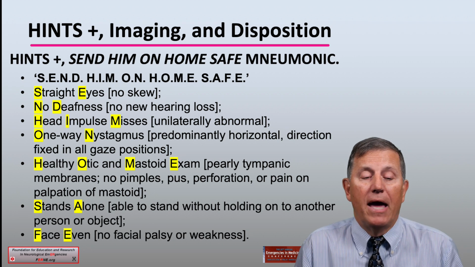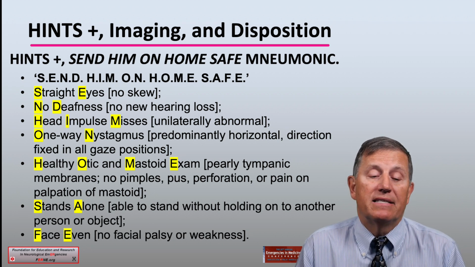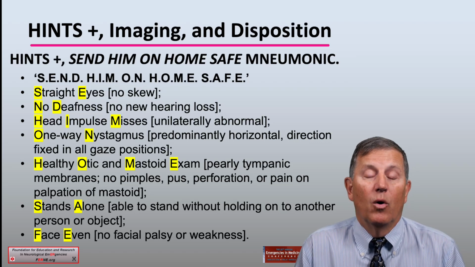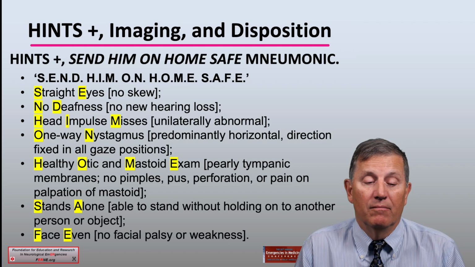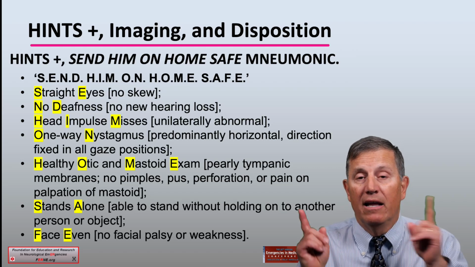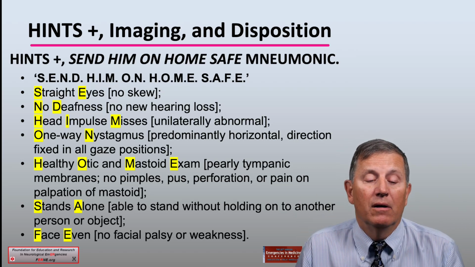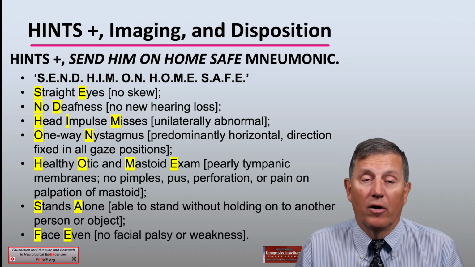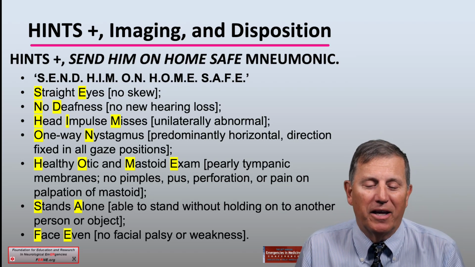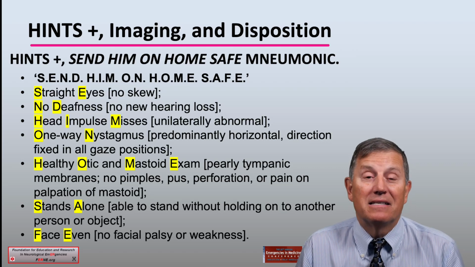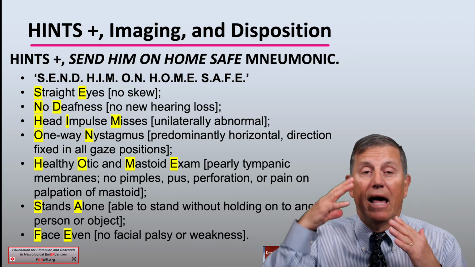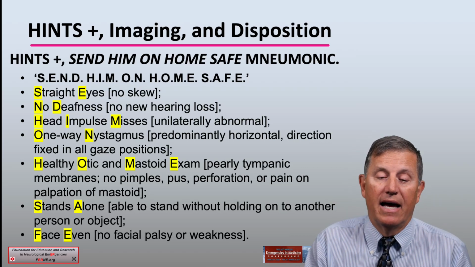From this paper also comes the "Send Him On Home Safe" mnemonic. What does this mean? Straight eyes, no deafness, head impulse misses, meaning one side has a unilateral saccade. One-way nystagmus, horizontal, not bilateral fast component. Healthy otic and mastoid exam, stands alone, no ataxic gait. And face even, no paralysis unilateral on one side or the other.